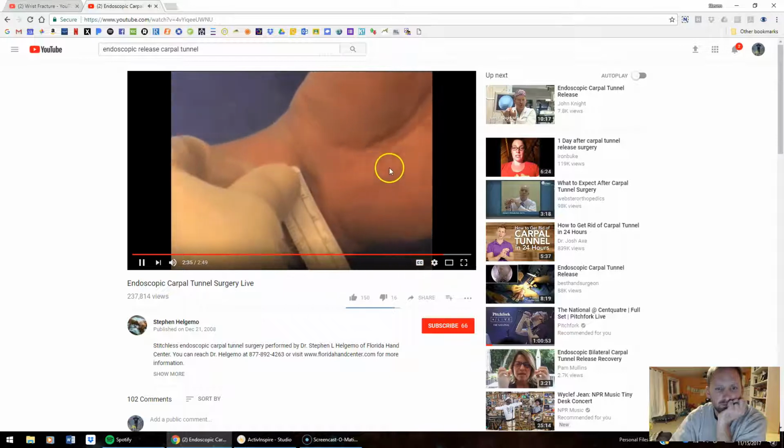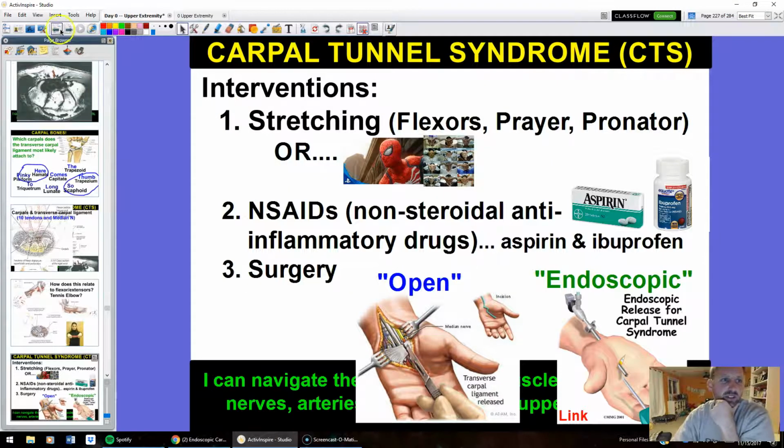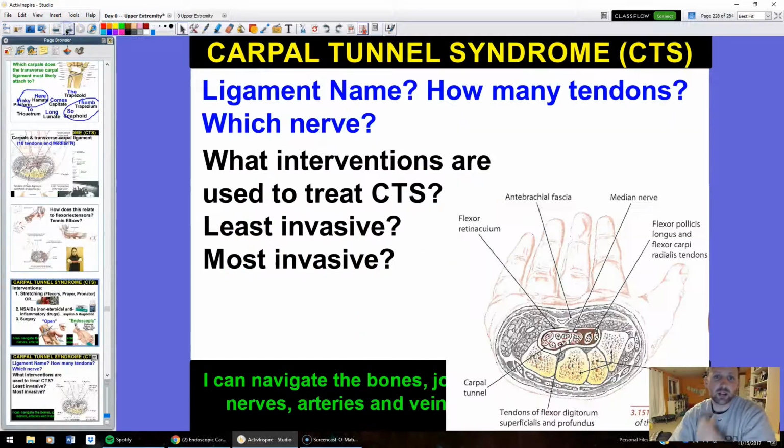And again, it measures about 5 millimeters. Medical super glue. That's the expression of the day. So that's less invasive than open surgery, but far more invasive than stretching. So that's not the first option.